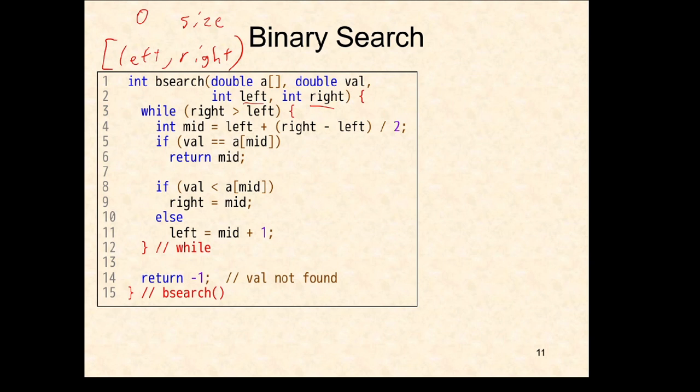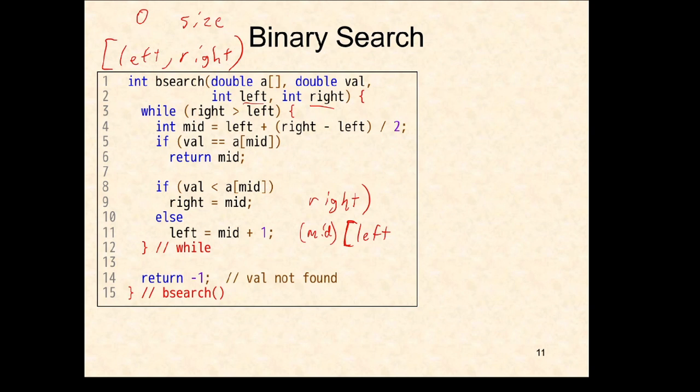And notice here, remember the mid was already included in the search, but when I change right, right is exclusive. So when I move right to be equal to mid, I don't look at that middle element again. When I move left, though, I have to move, because left is inclusive. Left is going to be 1 plus mid. So left is going to be included, right is not.